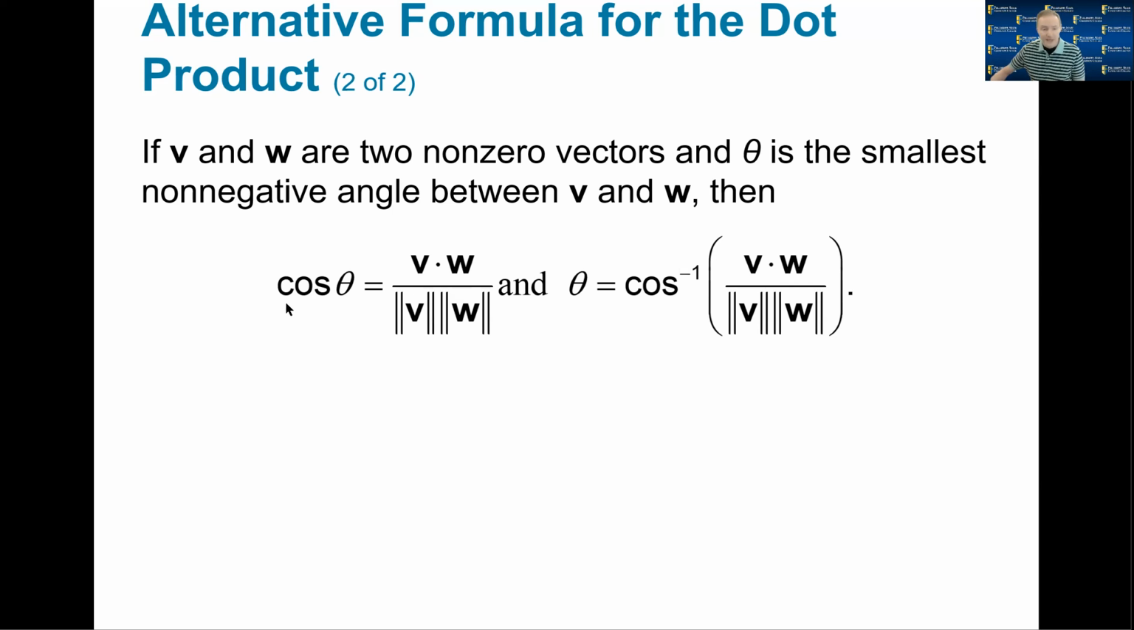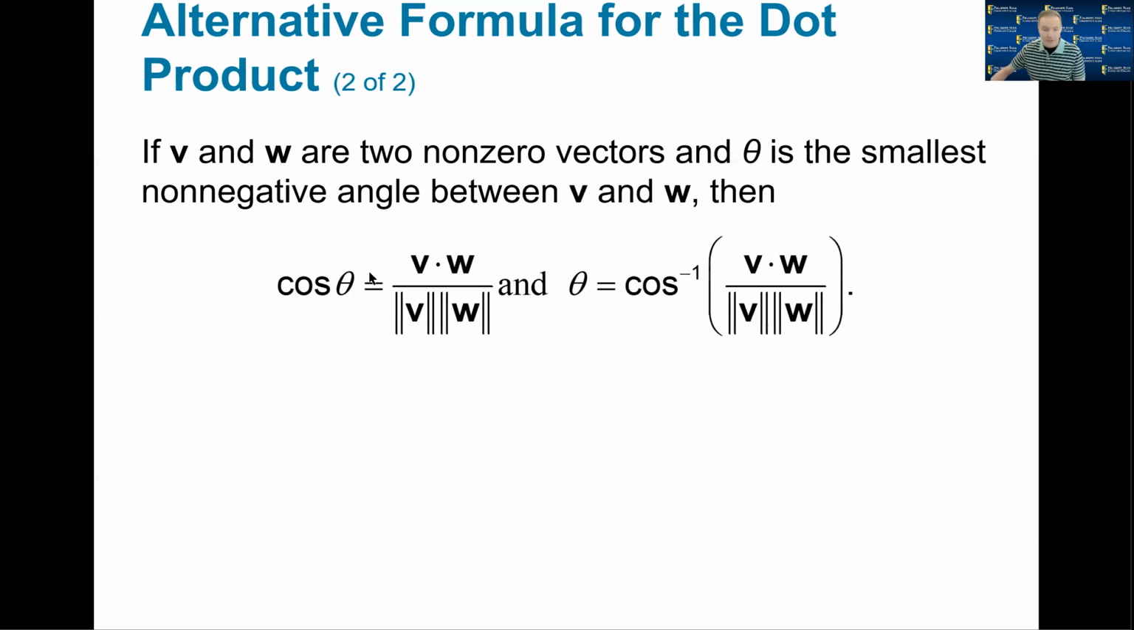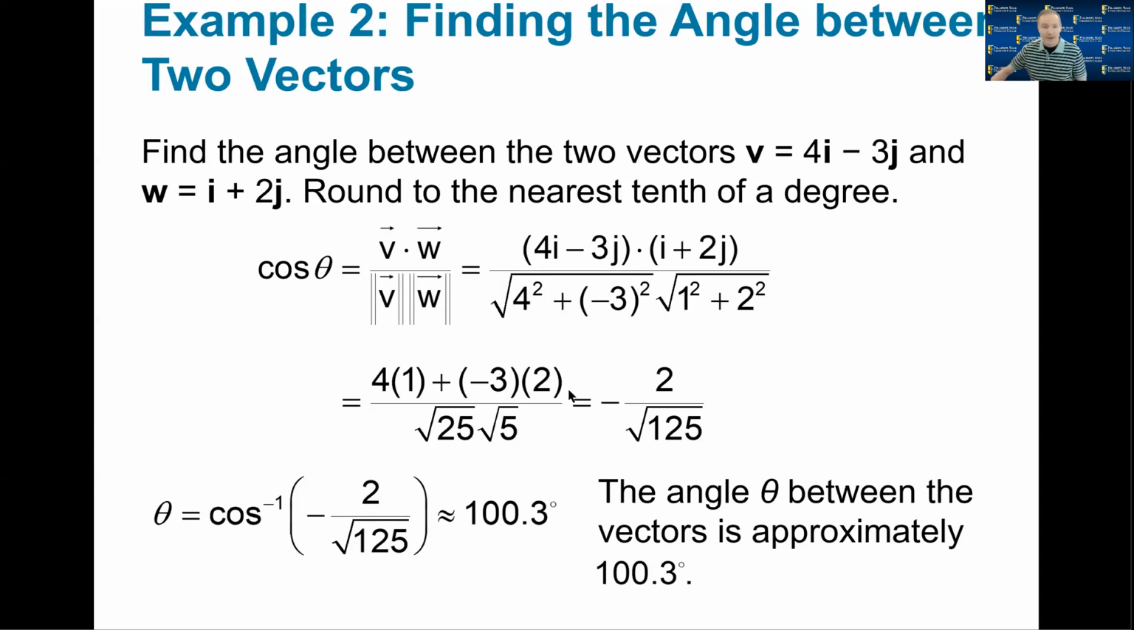Now, if I wanted to solve for the cosine of theta in this last formula, all you would do is divide by the magnitude of v and divide by the magnitude of w, and you get the cosine of theta is equal to the dot product of v times w over the magnitude of v and the magnitude of w. And thus, we can also say theta is equal to the inverse cosine of the dot product divided by the product of the magnitudes. Now, let's look at an example with that.